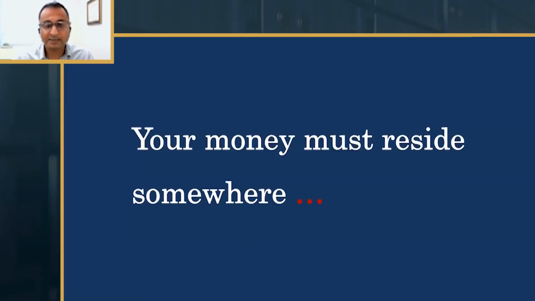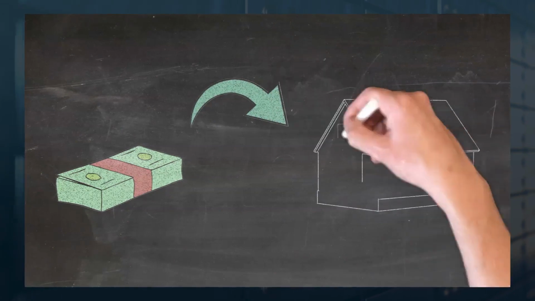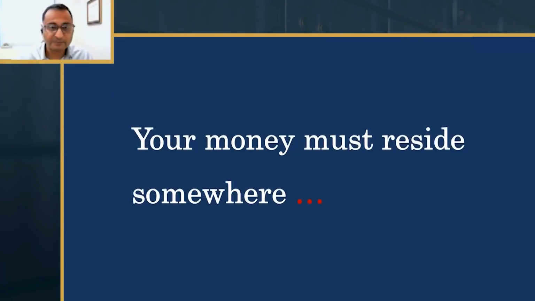So we're going to dive into the solution mode, and all these things will be covered. So your money must reside somewhere. So your money is residing in someone else's bank. Let's just agree that money needs a warehouse. Money needs to be sitting in a checking account, savings account, investments account.